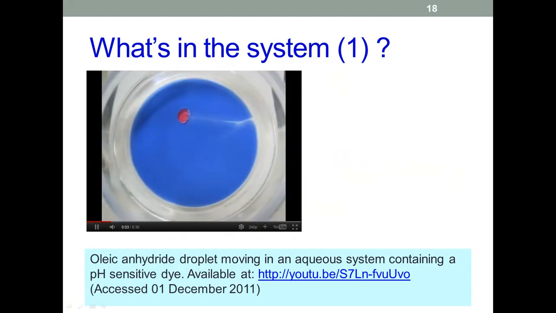Right, so this is the video. Remember, the red droplet is nitrobenzene containing a dye and oleic anhydride. The oleic anhydride is spontaneously hydrolyzing to produce oleic acid, which is changing the surface tension, and it's also changing the local pH as evidenced by the white trail behind the droplet.